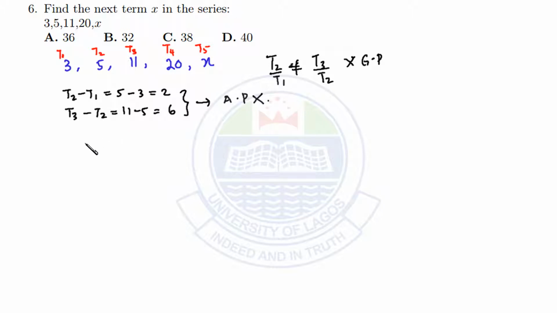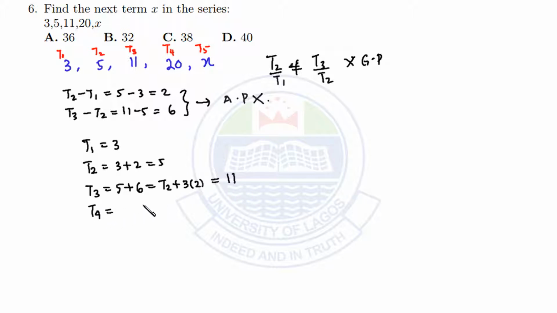Now one thing I see here is that the first term is 3. The second term can be written as 3 plus 2, right? And the third term can be written as 5 plus 6, and our t2 is still the same as 5. So this is 5 plus 6, which can be written as t2 plus 3 times 2, and which will give us 11.